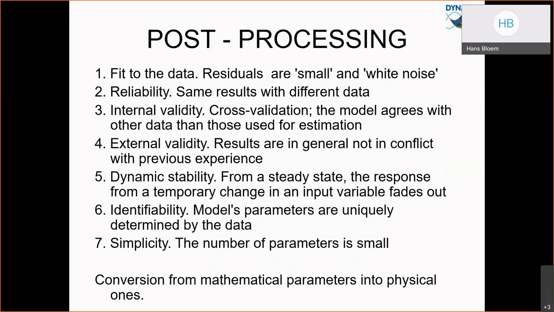What I would like to mention is that after running the analysis process, there is a post-processing available as well. So you should have the knowledge to say, well, the result of my analysis process is good enough, and you can check it by following these points that are listed here. And then, of course, at the end, as I mentioned before, you have to convert the mathematical parameters into physical ones.